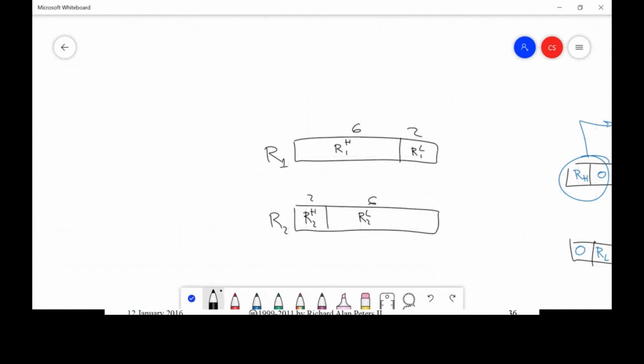I combine these two into a new image that will have R1 high and R2 high. What will happen? What is your prediction?